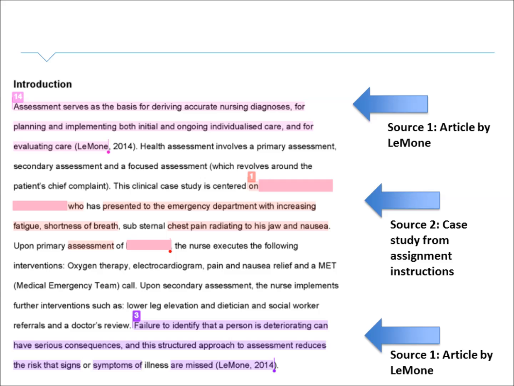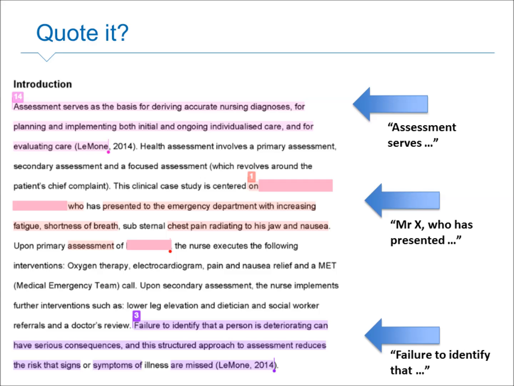One way to acknowledge the sources properly would be to simply quote them, and this way we would end up with three large quotations, one starting with "assessment serves," another one with "Mr. X who has presented," and the last one with "failure to identify that." But if you look at the paragraph, it's probably obvious these three quotations would pretty much take half the space of the paragraph, leaving very little for you to express your own opinion. So this is probably not the best strategy.